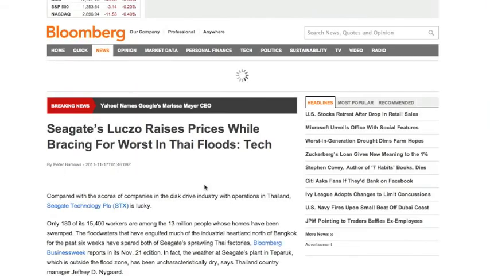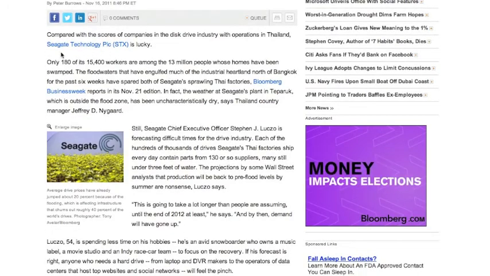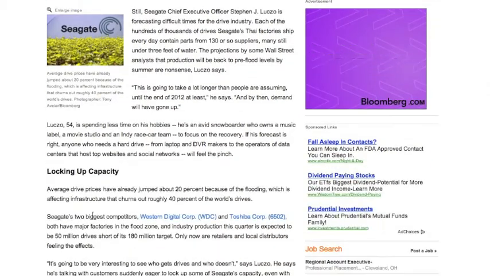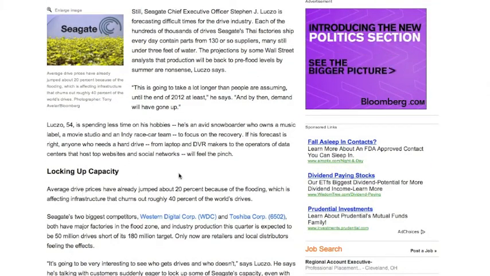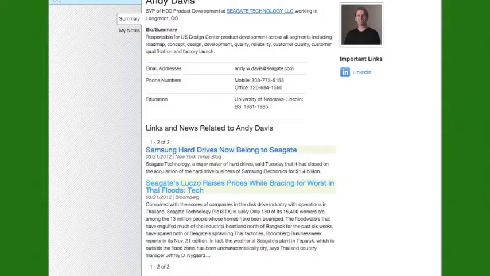Based on our criteria, we identified that we were looking for supply chain, time to market issues, as well as any acquisitions that may have occurred. And as you can see, SalesKatz has identified capacity issues with the flooding in Asia and also the acquisition of Samsung. Results SalesKatz finds will change daily.